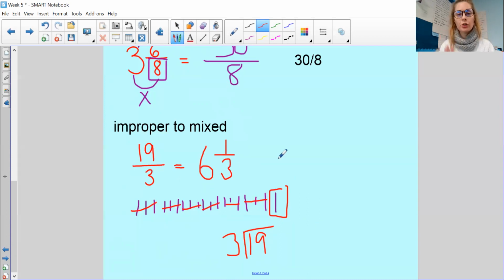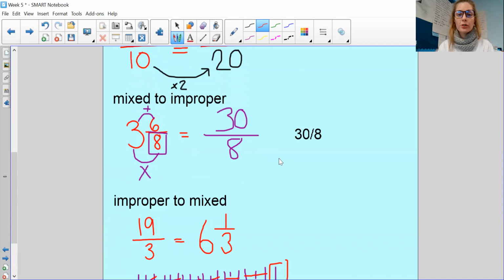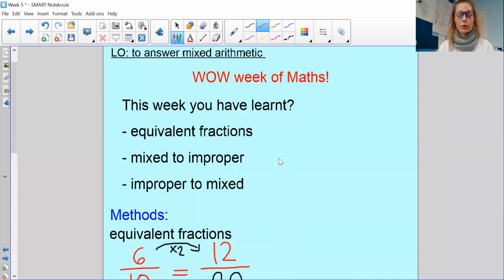Okay, again, if you need to go and write down these steps, go and do that. Again, I don't think this is a very difficult method. It just requires you to concentrate and try it. Right, so those are your 3 methods for today.